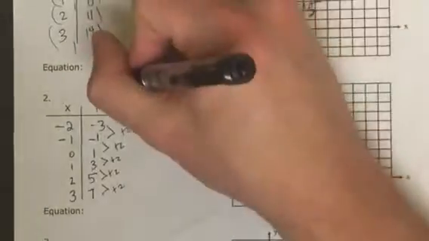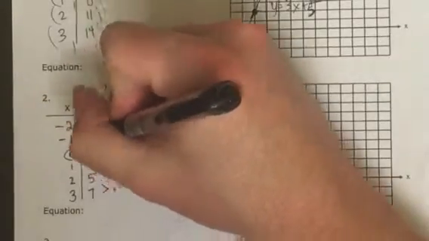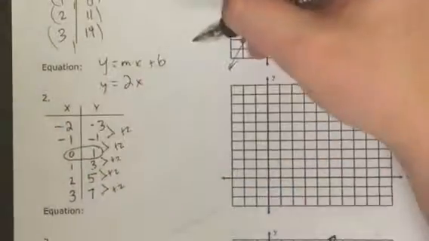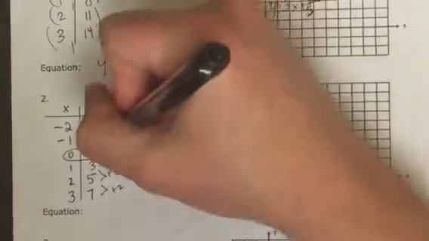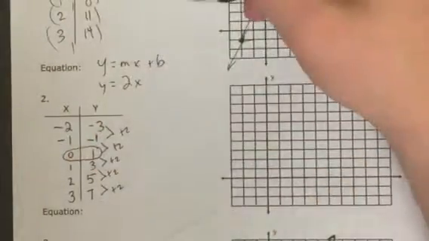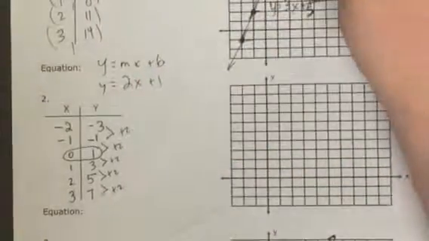I can put that in, and now I need to find my b. Well, in this case, they did it for me. When x is 0, what is y? That's what the b is, where you begin. Not where the table begins, but when x is 0, what is y? That's where you truly begin, so that's plus 1. So that's the equation.